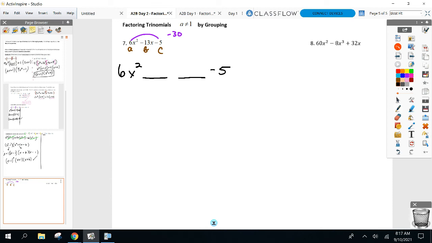Now, how do I figure out what those 2 terms are? Ready? What did the A and the C value multiply to? Negative 30. And what was my original middle term? So you need 2 numbers right now that multiply to negative 30, but add to that middle term of negative 13. This might take a little soul searching here. Numbers that multiply to negative 30, but add to negative 13.